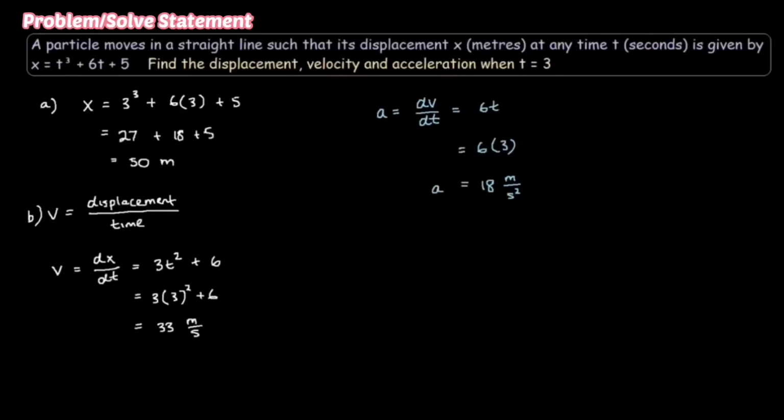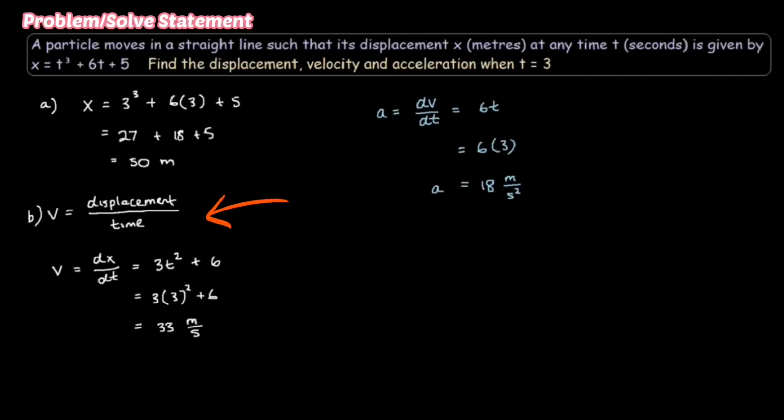Now I will show you some questions about velocity, acceleration and displacement by using the differentiation method. First, from the question, we need to find three things: displacement, velocity and acceleration. First, we find displacement. The question gave us the value of time, which is 3. So we just substitute the value of time with 3 and calculate, and we get the answer, which is 50 meters.